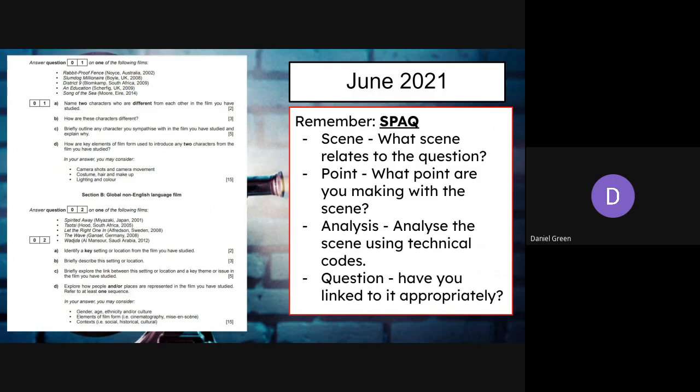How are key elements of film form used to introduce any 2 characters from the film you studied? Notice it says to introduce. Now, Slumdog has a bit of a trick way around this one. Characters are introduced several times in Slumdog because they grow up. Now, Jamal, although we're introduced to him at the very beginning, we are not introduced to him as a child until a little bit later. In the same way, we're not introduced to him as a teenager until a little bit later as well. So you can sort of mess around with that a little bit. You can talk about when characters are introduced, not necessarily when they're first introduced.